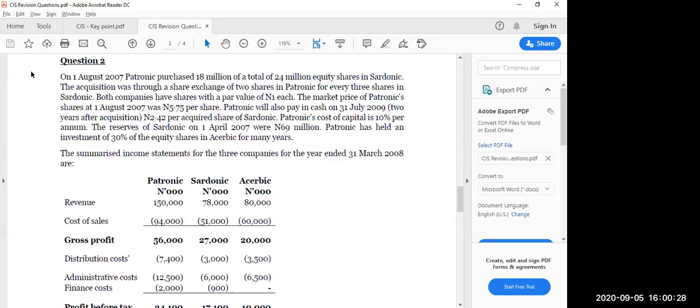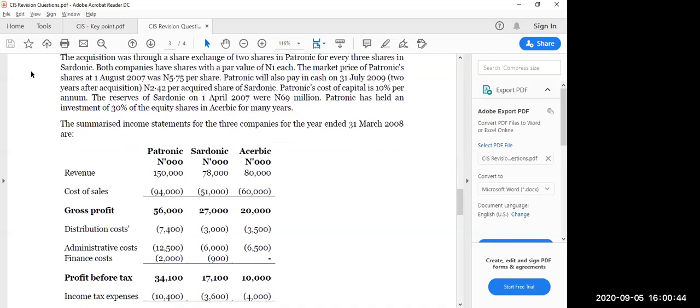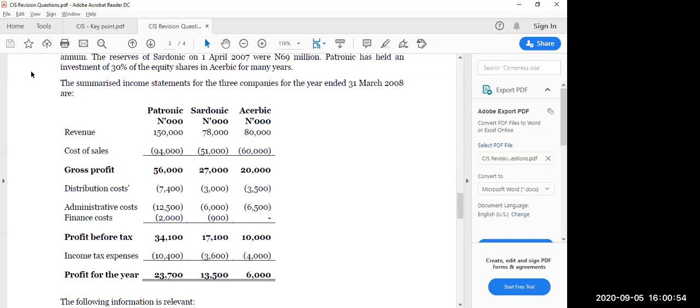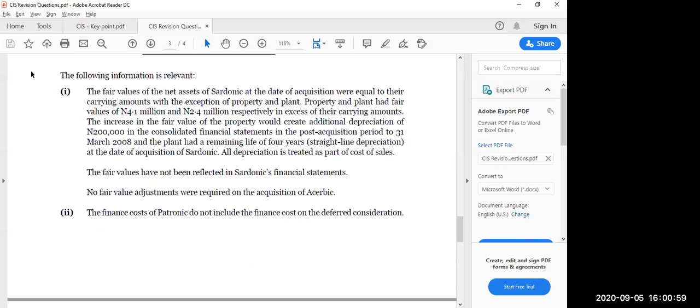Patronic has held an investment of 30% of the equity shares in Acerbic for many years. The summarized income statements for the 3 companies for the year ended 31 March 2008 are all figures assumed correct. I will not be calling them line by line. The following information is relevant.